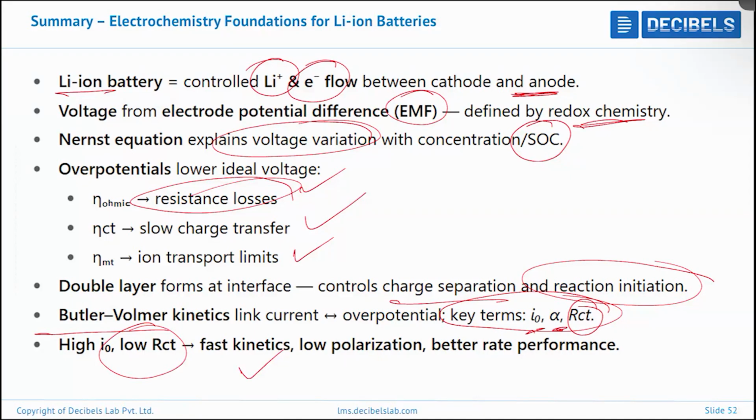So I hope you have got some information about electrochemistry, and its importance in understanding the lithium-ion battery for development and testing, especially for simulation. It's very important because you are going to use a lot of these terms: the RCT, transfer coefficient, current density, voltage, capacity, and all. So thank you.